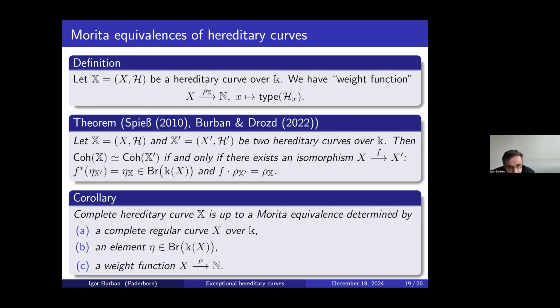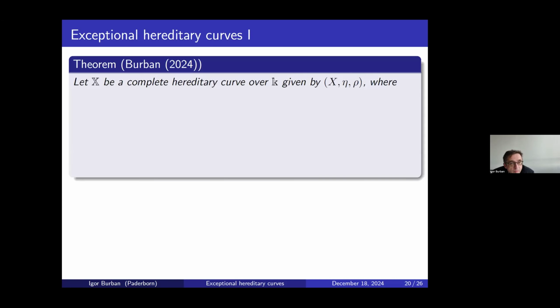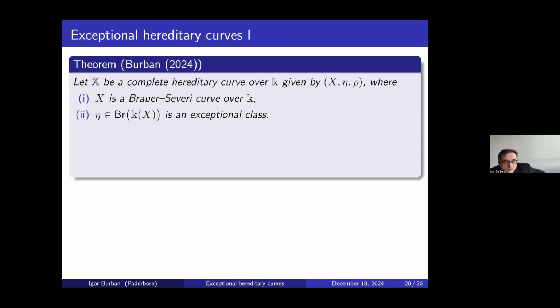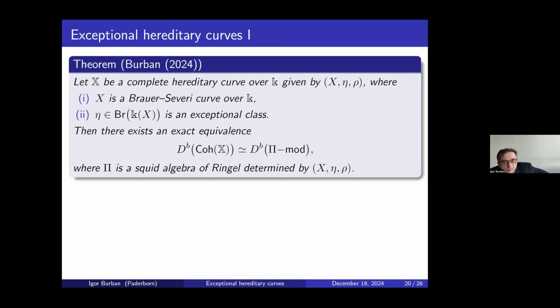So now I think it's time to speak about the result. So assume I have data as before. So X is a curve of genus 0, a Brouwer-Severi curve. Assume I have an exceptional class eta. So it means that X and eta define a homogeneous curve, a non-weighted one. Assume I have a tilting object in the non-weighted one. Then for any weight, I have a tilting whose tilted algebra is a so-called squid algebra of a ring. Okay, so it is the main result of my presentation today.